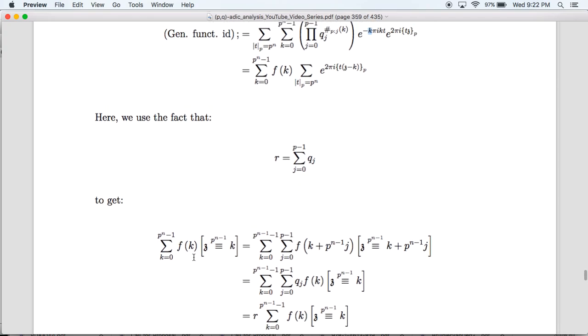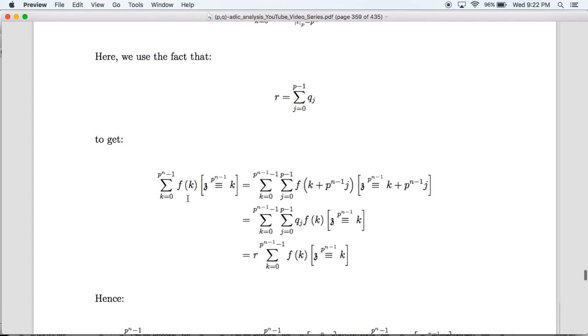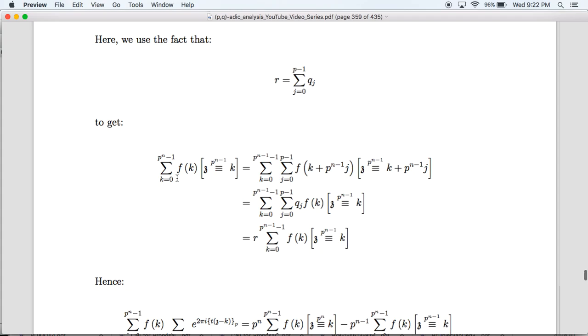So this is the Iverson bracket manipulation. This, recall, is going to equal p to the n times the indicator that z is congruent to k mod p to the n, minus p to the n minus 1 times the indicator that z is congruent to k mod p to the n minus 1. And to bring everything together in order to prepare for the telescoping series term cancellation, we need to massage this a little bit. And so here we're going to break it up by summing like this.